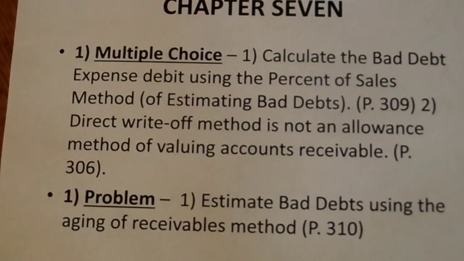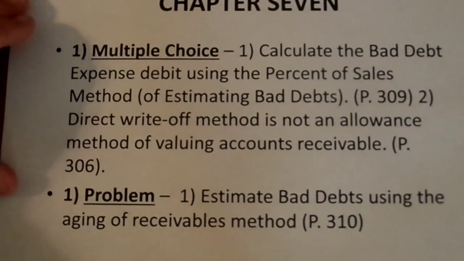Question 2 from Chapter 7. Direct write-off method is not an allowance method of valuing accounts receivable, with the key here on the word allowance. So this question is going to take the form of a multiple choice question that says, which is not an allowance method? Relate that to question number 1 above. Question number 1 above, I told you there were 3 allowance methods, and we were interested in percentage of sales. Direct write-off is not an allowance method because it's not an estimate. It's actually waiting until the debt goes bad to write it off.